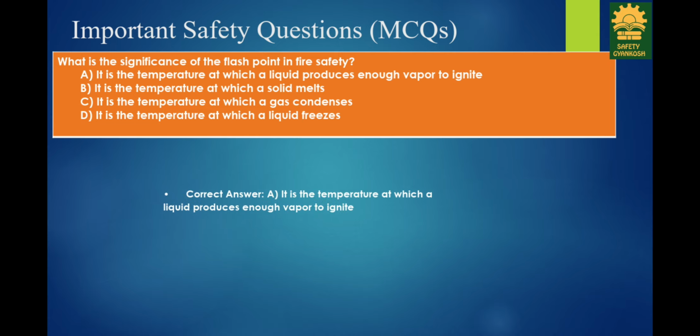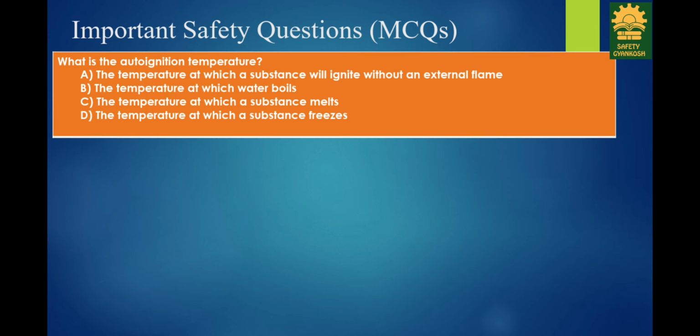See, the correct answer is A. It is the temperature at which a liquid produces enough vapor to ignite. Flash point is a very common term and it is widely asked in many entrance exams as well as interviews, so you must know the definition. It is the minimum temperature at which a liquid fuel will release enough vapors to ignite. It means enough vapors will come, and if they come in contact with a spark or flame, they will automatically ignite. So let's move on to the next question.